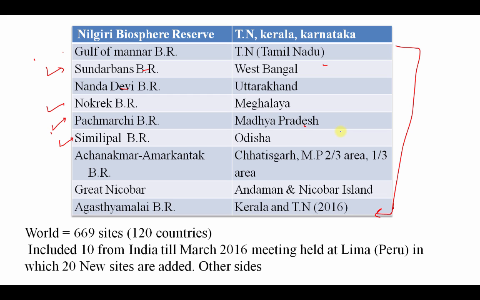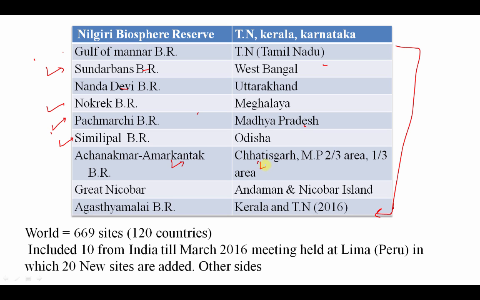Then Achanakmar-Amarkantak Biosphere Reserve. Achanakmar-Amarkantak is in the Chhattisgarh and MP area. So if this question is asked, they will give you either Chhattisgarh or MP in the options. Both options will not be given, Chhattisgarh and MP.